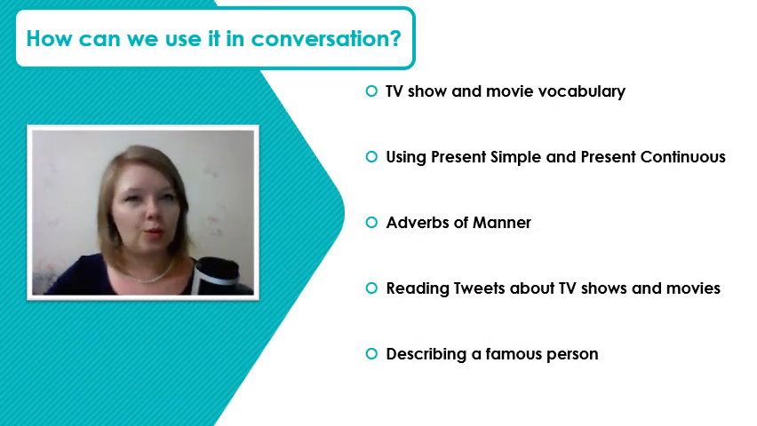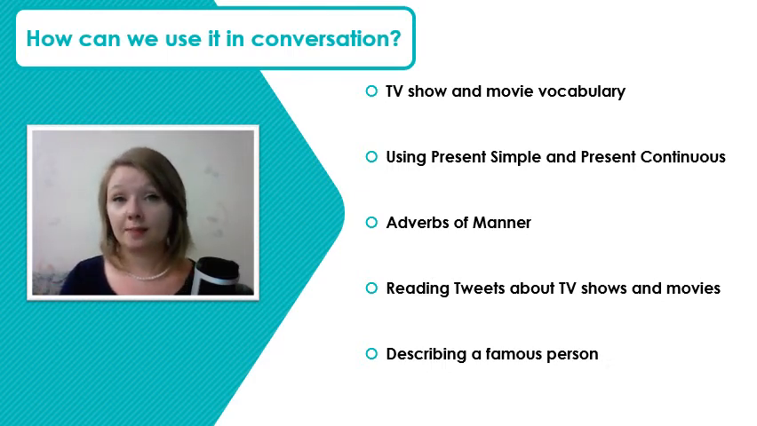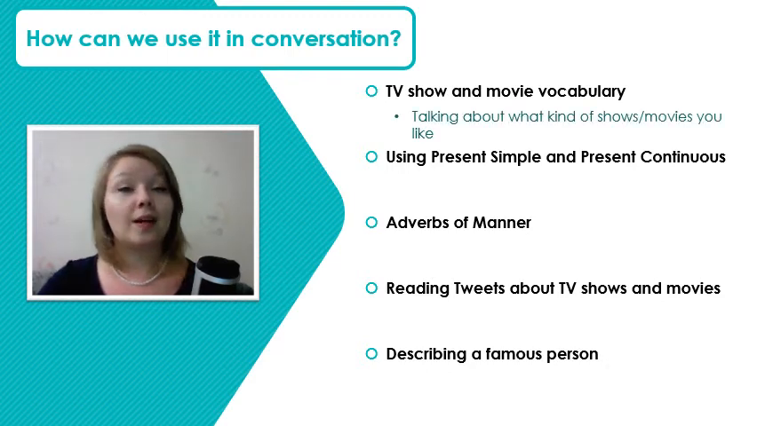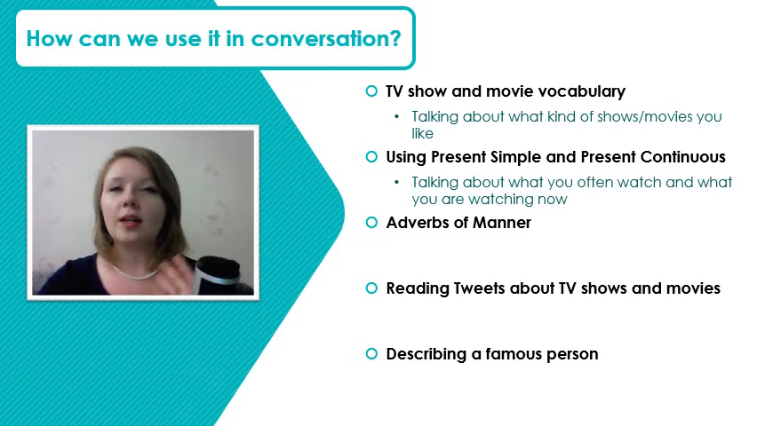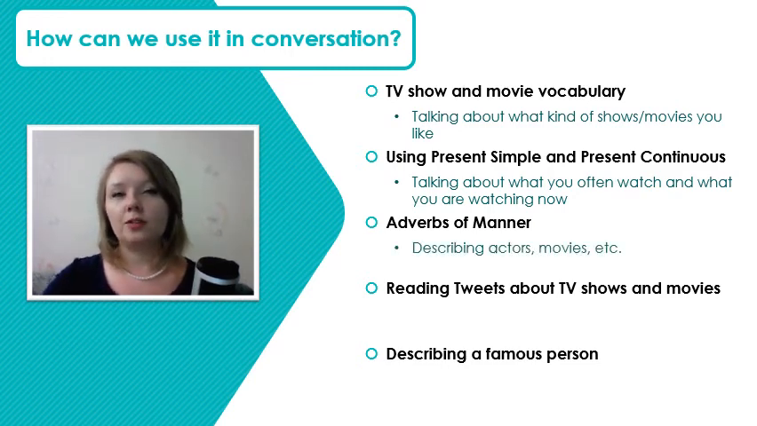Now that we have reviewed the important things we learned over the last several videos, let's apply it. How can we use what we've learned in conversation? Well, with TV show and movie vocabulary, we can talk about what kind of shows and movies we like. With present simple and present continuous, you can talk about what you often watch and what you're watching now. Adverbs of manner can help us to describe actors and movies and our opinions about actors and movies.